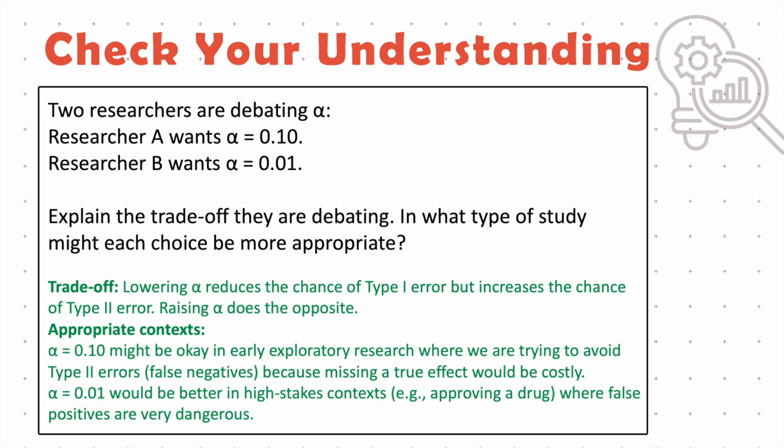A significance level of 10% might be okay in early exploratory research when we're trying to avoid a type 2 error, making a false negative, because missing a true effect would be costly. But a significance level of 1% would be better in a high stakes context, something like where we're trying to get a drug approved, where a false positive is very dangerous.